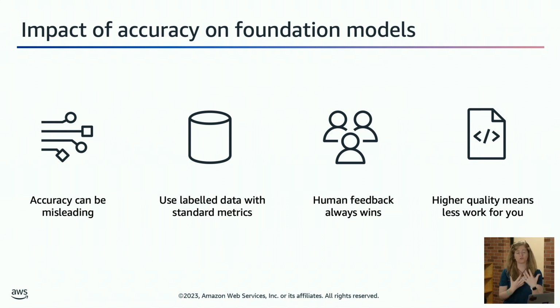Again, you can construct a labeled data set and then compute metrics to actually quantify how good your model is, how accurate your model is. Again, human feedback always wins. At the end of the day, when you have more responses from human beings and you aggregate them using reward modeling plus some RLHF, that's always going to give you a better model.